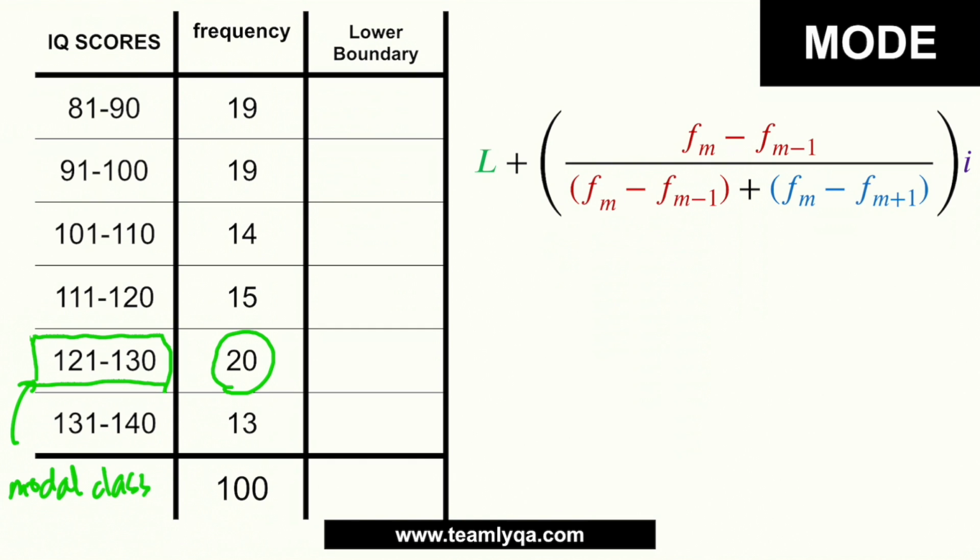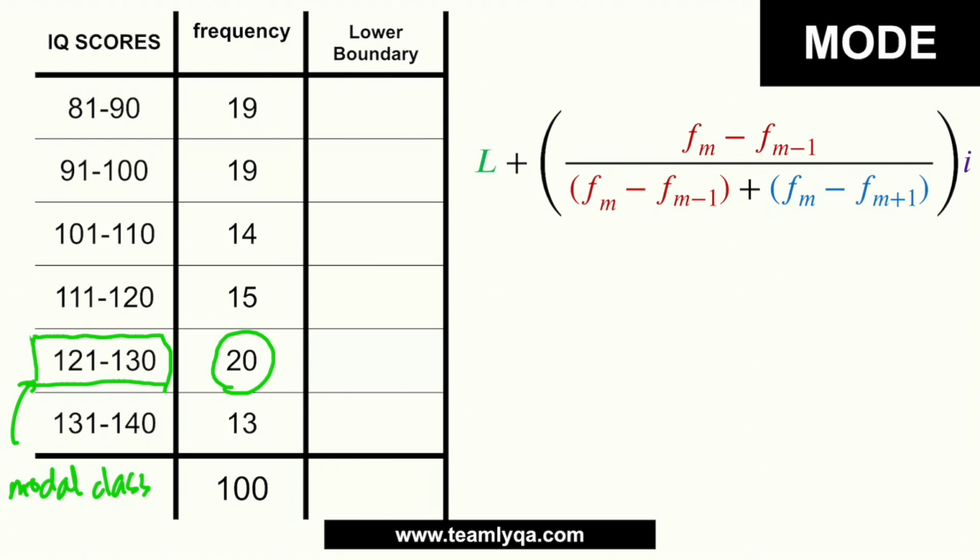Now, bakit siya nagmamatter? Kasi pagdating sa formula natin, very important yung role na ipi-play niya. Now, dito muna tayo sa L. Ang sabi natin yung L is the lower boundary of the modal class. So, ito yung modal class natin. Ano ang lower boundary niya? Kukunin lang natin yung mas mababang number, yung pinakasimula ng kanyang boundary, 121.